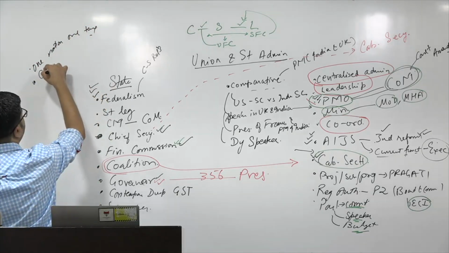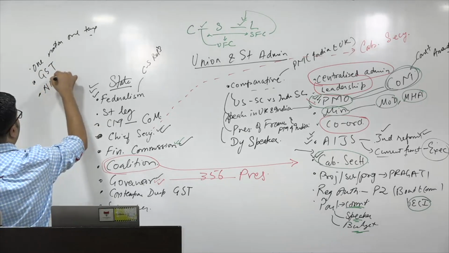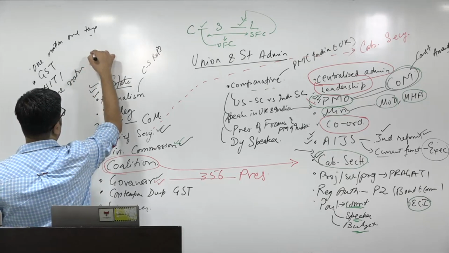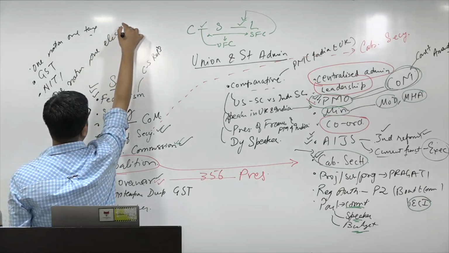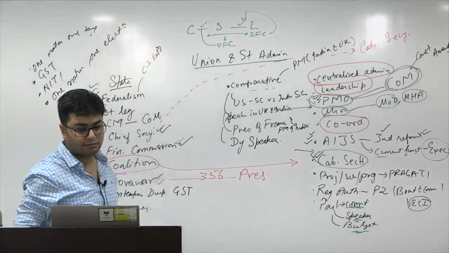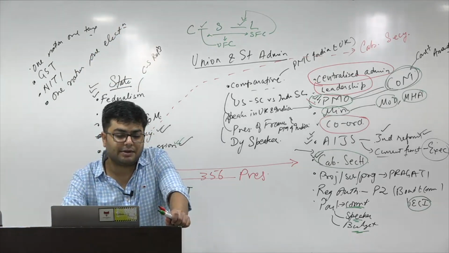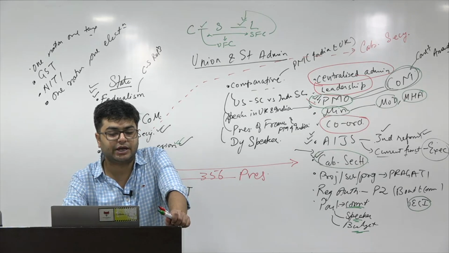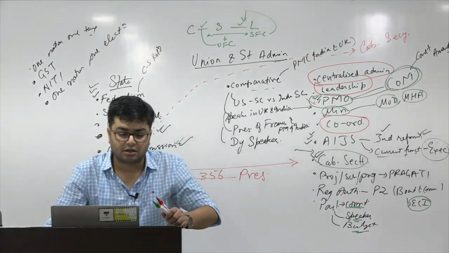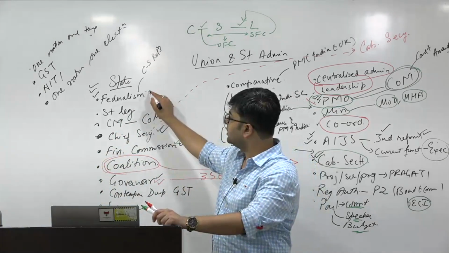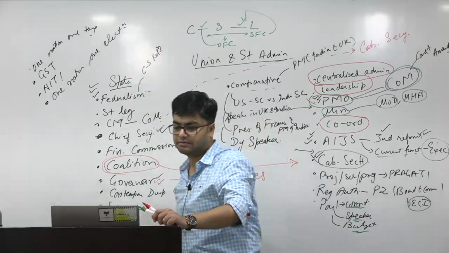Similarly, there was this GST. Now the theme can be Niti Aayog. Theme can be one nation, one election. Examine the role of central government in adjudicating disputes relating to the water of interstate rivers. So something which is again emanating from federalism.